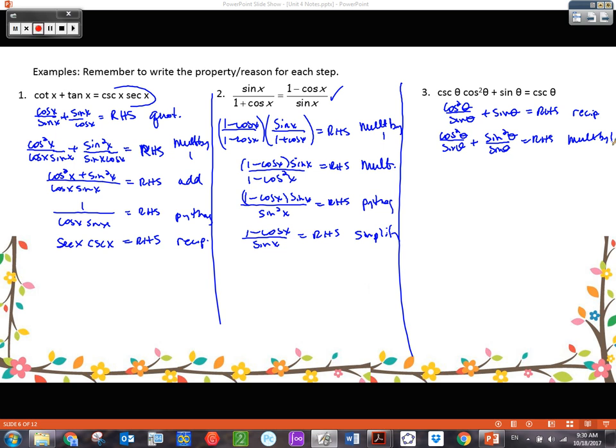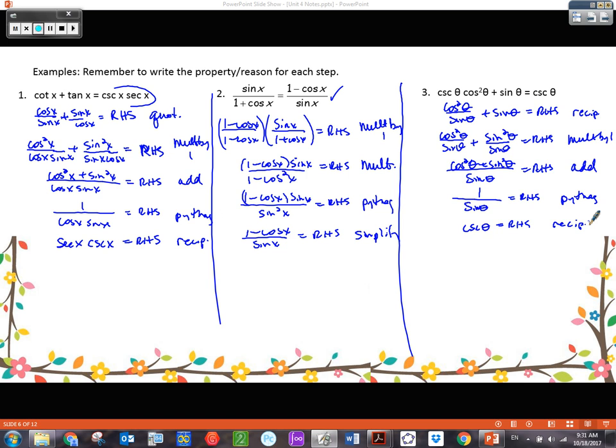Okay, let's go ahead and add them together. So I have cosine squared plus sine squared over sine, and that's just adding. Okay, can we see what's next? Hopefully we see cosine squared plus sine squared. Right, we know that's 1. That's Pythag. So 1 over sine. And I just use Pythag. Look how beautifully it's turning into what we want it to be, right? 1 over sine is cosecant, right? That's a reciprocal. So we have cosecant, and that's reciprocal.